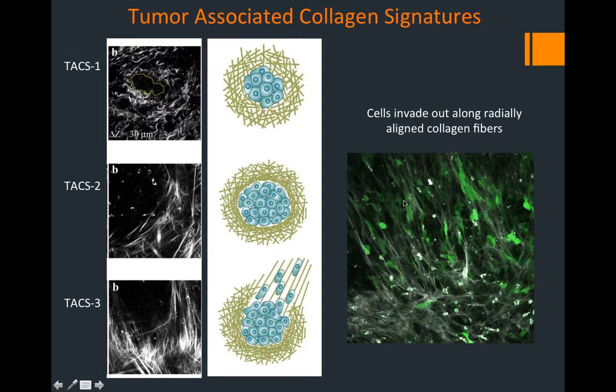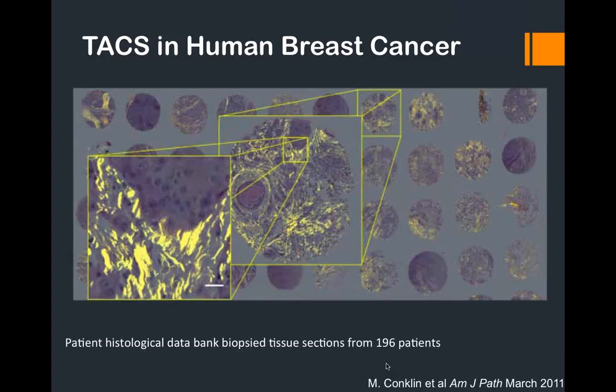And so here's an image of cells that are invading out along these straightened collagen fibers. So this is all great. We did a lot of the study in mouse tissue, but is this clinically relevant? Do we see this in human disease itself?